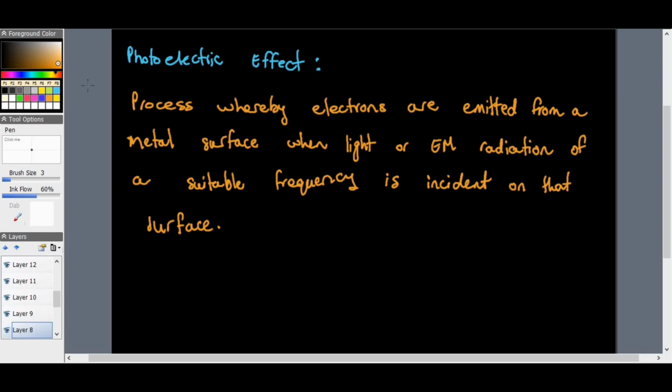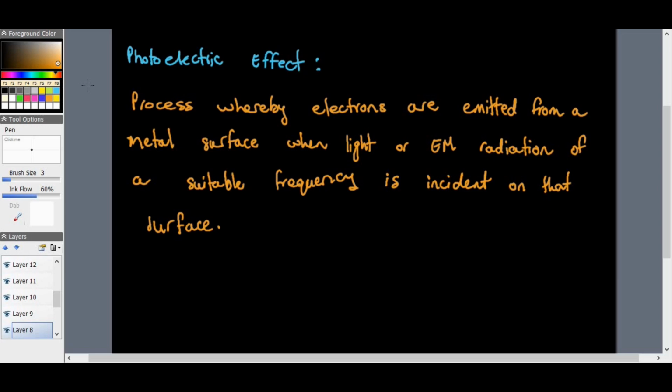Photoelectric effect is the process whereby electrons are emitted from a metal surface when light or electromagnetic radiation of a suitable frequency is incident, or shone, on that surface. What we are trying to study is how light, once it is shone on a metal, is able to emit an electron off that surface. That's what we are trying to find out.